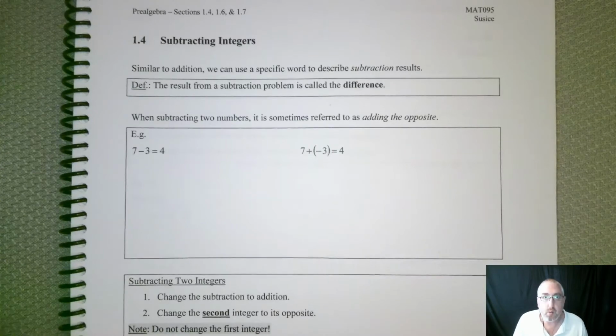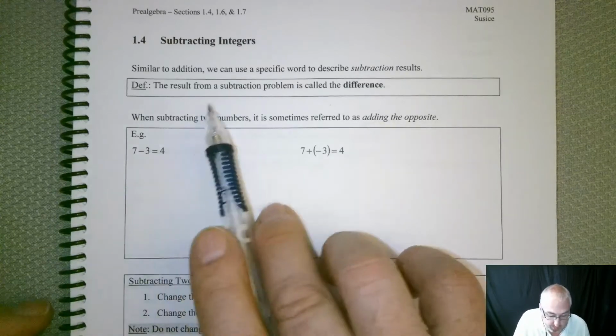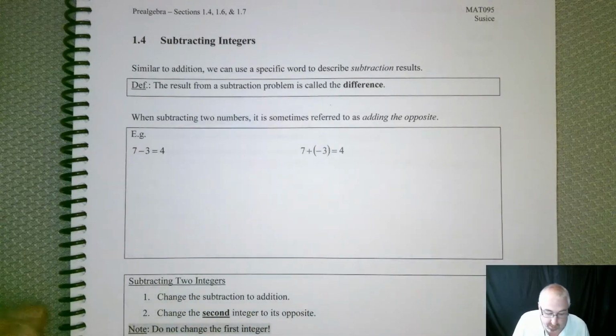So we're in section 1.4 now, which gets into subtracting integers. Similar to addition, we can use a specific word to describe subtraction results. Definition: the result from a subtraction problem is called the difference. So now we have two terms that we can use when we're talking math. Sum, remember, deals with addition, and now difference deals with subtraction.